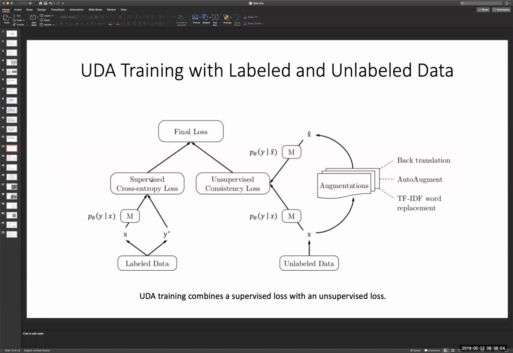And we compute a supervised cross entropy loss. So that's one component of the final loss. And on the right is the unsupervised portion of the algorithm. So here we have X as an unlabeled data point. Notice there's no Y on the right-hand portion of this. There's no Y star, there are no labels.